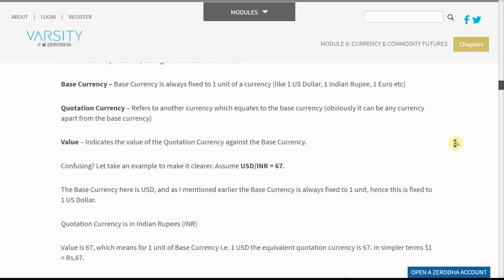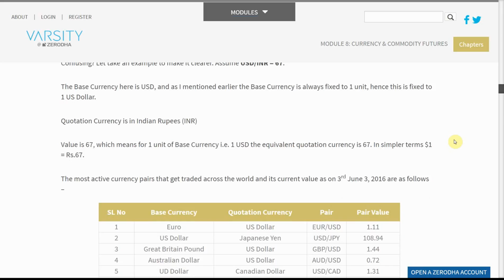Assume USD INR equals 67. The base currency here is USD. And as I mentioned earlier, the base currency is always fixed to one unit. Hence this is fixed to $1 US. Quotation currency is in Indian rupees, INR. Value is 67, which means for 1 unit of base currency, i.e. 1 United States dollar, the equivalent quotation currency is 67. In simpler terms, $1 equals 67 rupees.